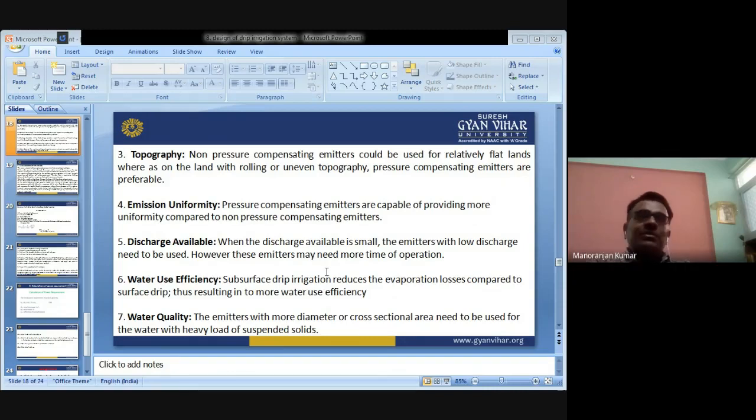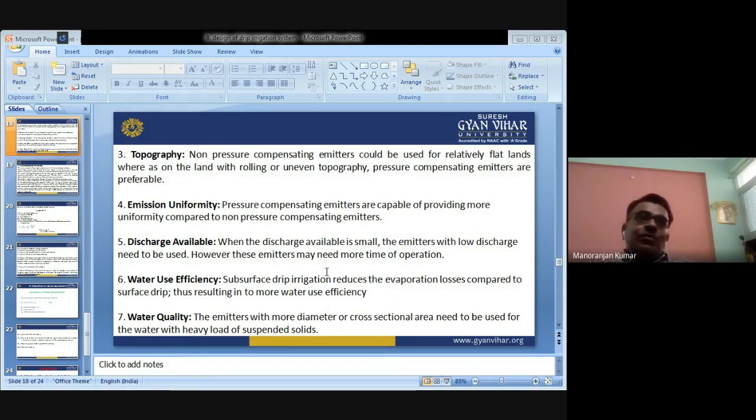Water use efficiency. Subsurface drip irrigation reduces the evaporation losses compared to surface drip irrigation, thus resulting in more water use efficiency. This drip irrigation system is also of two types: one is the surface drip irrigation system, the other is the subsurface drip irrigation system. In the surface drip irrigation system, the lateral is placed above the soil surface, but in the subsurface drip irrigation system, the lateral is placed within the soil.